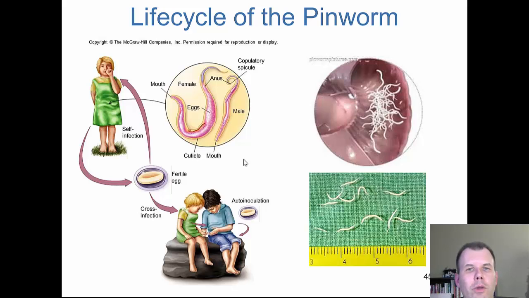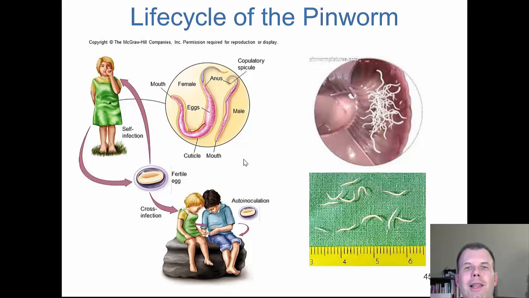The little kids will then itch their butt. They pick the eggs up, they get them under their fingernails, and then they grab things and touch things. And what do little kids like to do? Put things in their mouths. So they get inoculation that way. Or the kids will self-inoculate and stick their fingers in their mouth again after itching their butt. And so you get those worms back in.